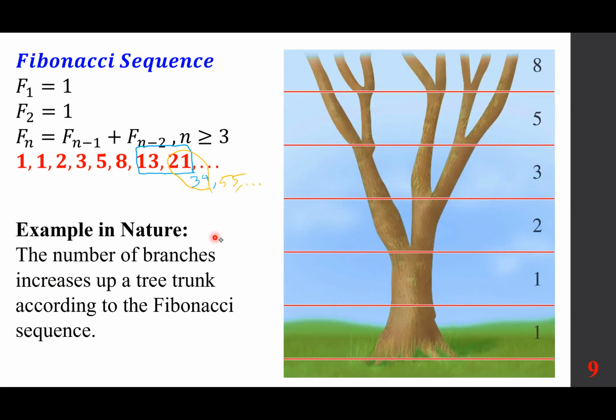Examples in nature, it happens a lot. For example, the number of branches increases up a tree trunk according to the Fibonacci sequence. So we start with 1, and the next year we have 1, and the following year we add those 2, we get 2. The following year we add these 2, we get 3. And the following year we add these two numbers, we get 5, so on and so forth.